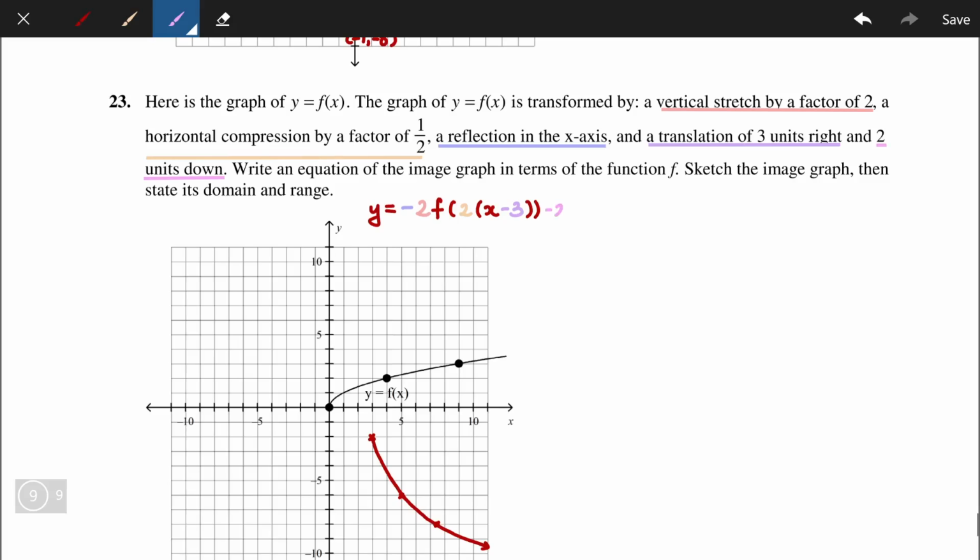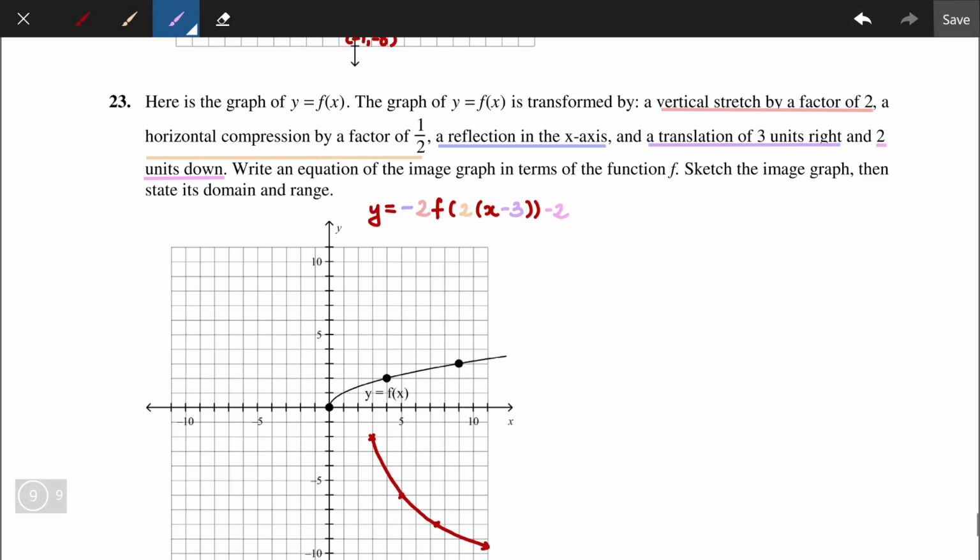The minus 2. Okay, so to summarize, starting with the negative sign, that is a reflection in the x-axis, followed by the 2 in red, which is a vertical stretch by a factor of 2, followed by the 2, which is in this light orange color. That's a horizontal stretch by half. Again, we take the reciprocal of the stretch. Followed by the minus 3, which is a translation to the right, and finally the minus 2 outside, which is 2 units down. Okay? So that's the first part, is to write the equation.